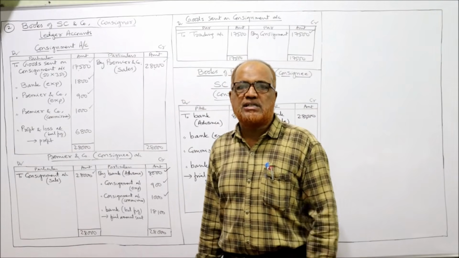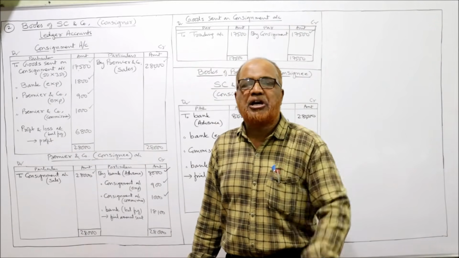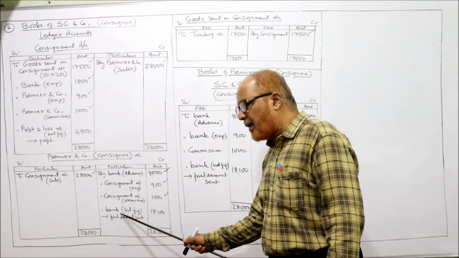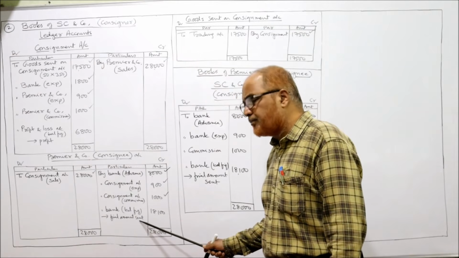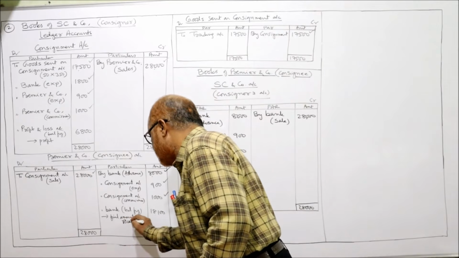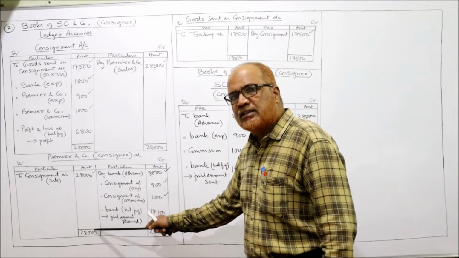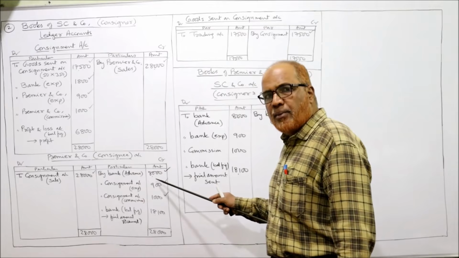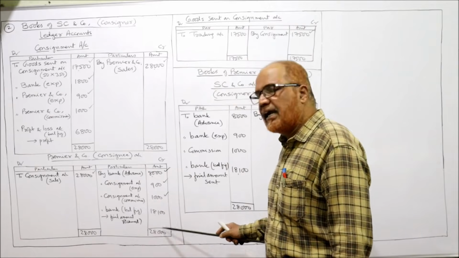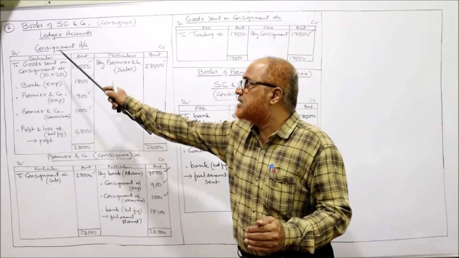Now final amount is received. When final amount is received, the entry will be bank account debit to Premier and Company. So Premier and Company credit side by bank, final amount received. Now, how much is the final amount? Debit side 28,000. From 28,000 deduct 8,000, 900 and 1,000. The balancing figure is 18,100. So 18,100 is the final amount received by SC and Company.